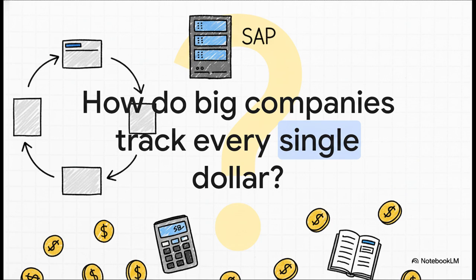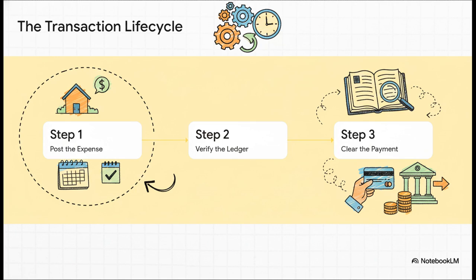tracked meticulously. Now, the key to understanding this whole complex world isn't trying to learn everything at once. It's about mastering the life cycle of one single transaction. If you can get this right, you'll pretty much understand the backbone of how global finance really works. So we're going to trace the path of a really simple everyday transaction, paying rent. It's a three-step journey, and it's going to show us the inner workings of SAP.